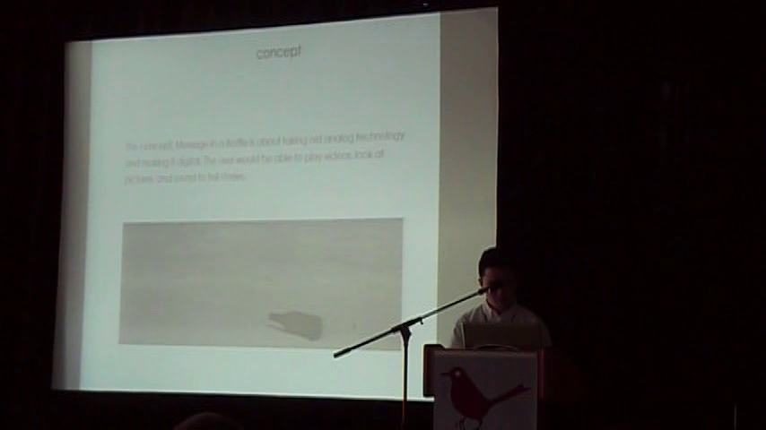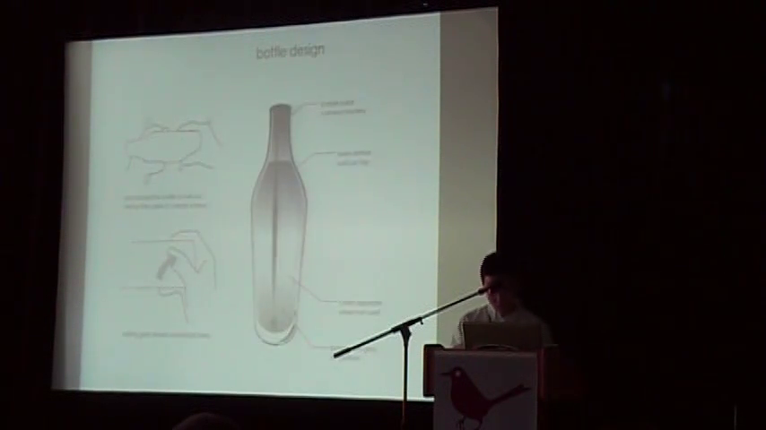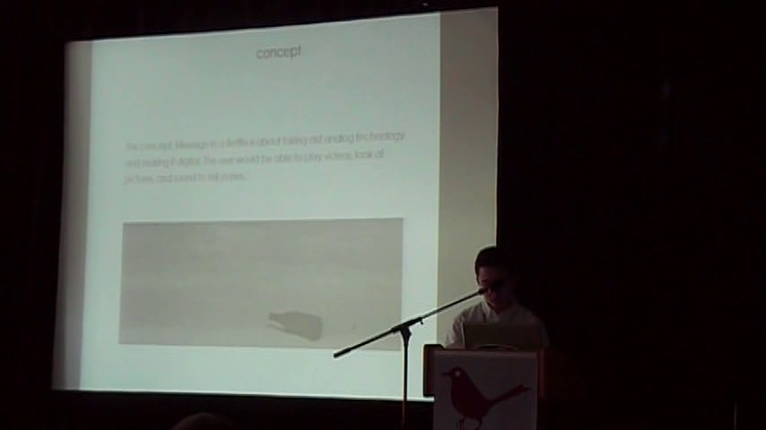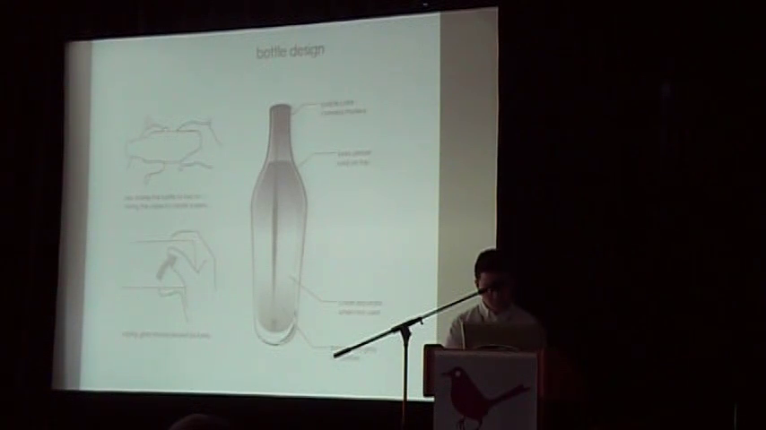The concept message in a bottle is about taking an old analog technology and making it digital. The user would be able to play videos, look at pictures, and hear sounds to tell stories. The design and the interface of the bottle mimics actions that people use while holding bottles. For example, to turn on the device, the person shakes the bottle, similar to when you shake a vinegar dressing in order to use it.